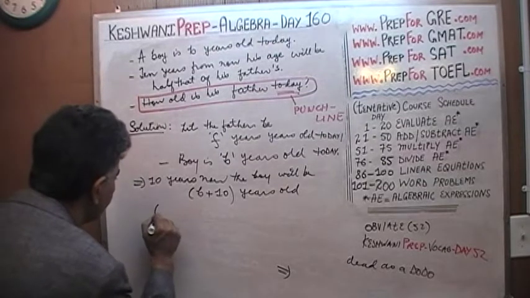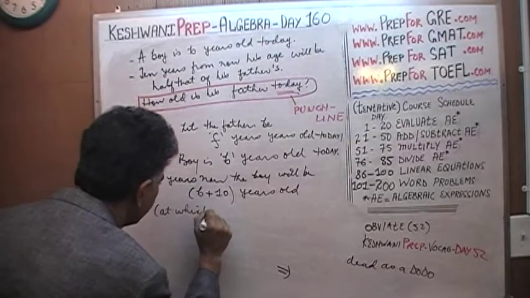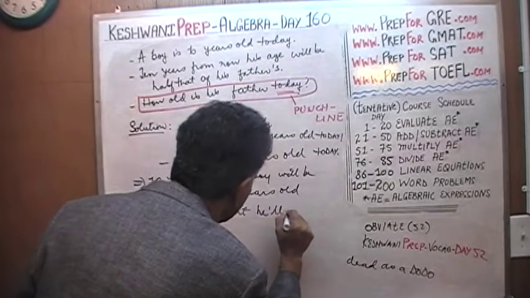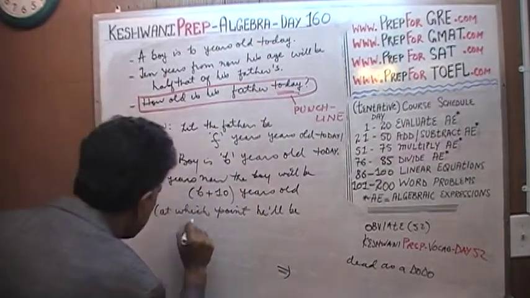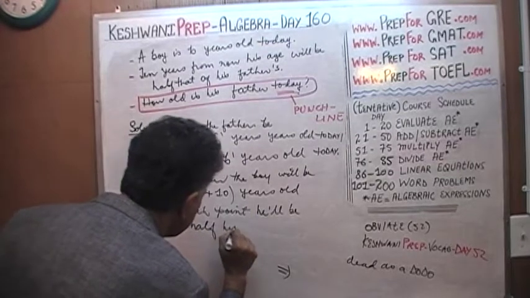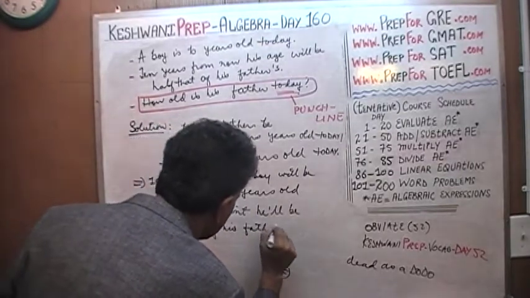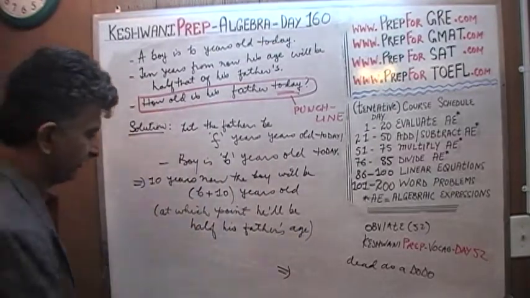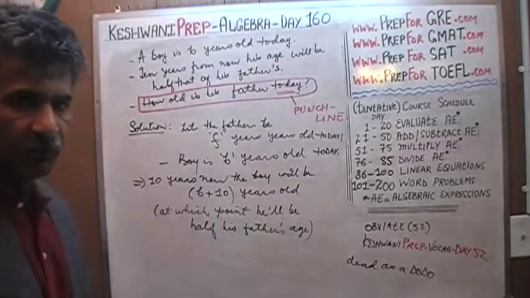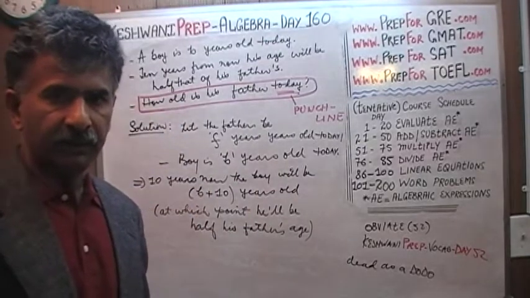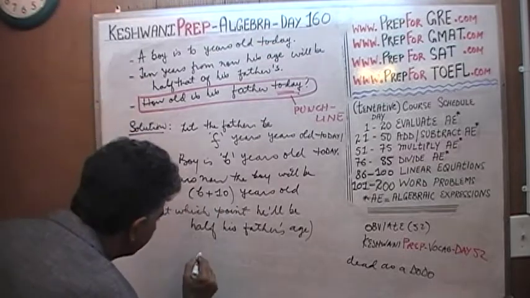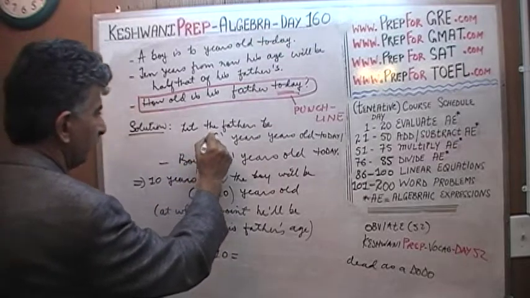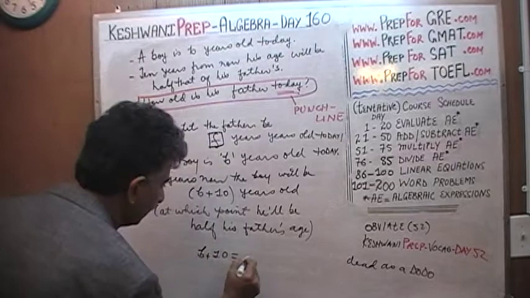At which point we know that he will be half his father's age. And this is where the pitfall comes in. This is where people end up making a predictable mistake, and therefore they end up assuming that B plus 10 must equal half his father's age, and if you're using letter F to represent father's age, then this will be half of that.